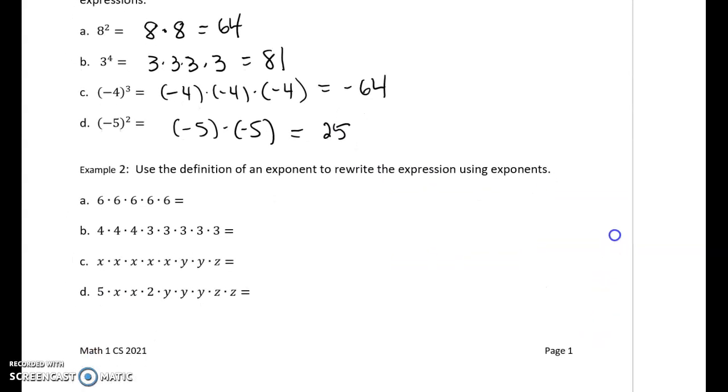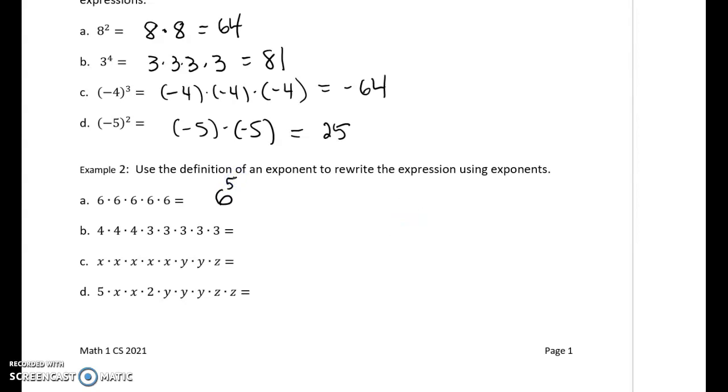All right, now we're going to flip it around a little bit. Now we're given the expanded form, and we want to rewrite it using exponents. We see that the 6 is being repeatedly multiplied, so the base is going to be 6. Now we need to count how many times we multiplied 6 by itself, and we see there are 5 sixes. So that 5 is going to be our exponent.